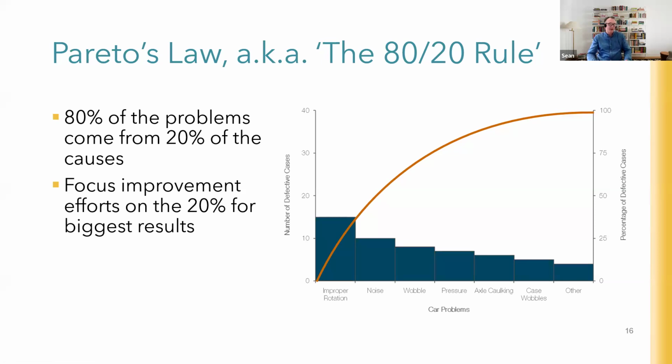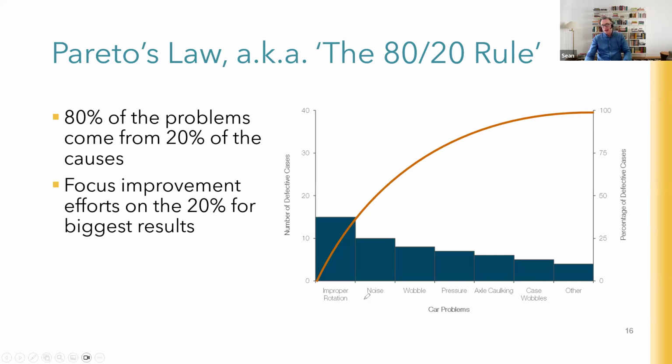That became the 80-20 rule. So what it says is, if you track all of your quality issues, you probably won't find that they're equally distributed. There will be a certain percentage of your quality issues that are causing the most problems, and you should focus on those. If you focus on those, you'll get the most bang for your quality buck.